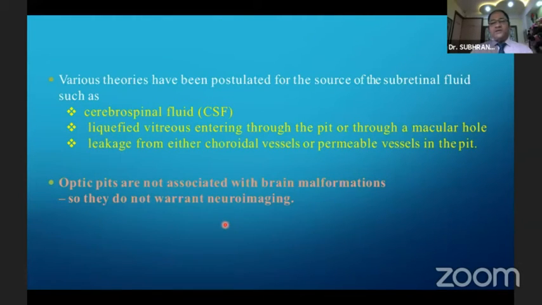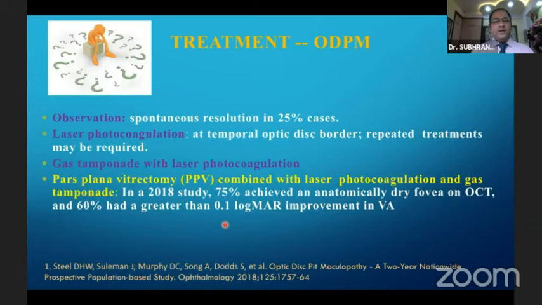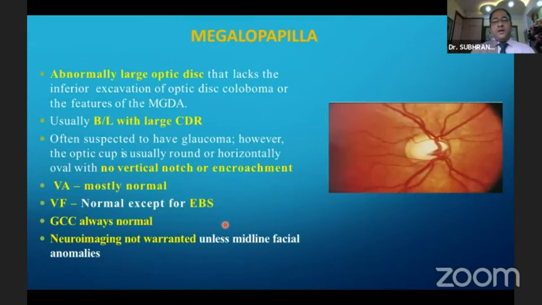So regarding the origin of fluid, there are various theories, like it might be CSF, it might be liquefied vitreous, or it might be leakage from choroidal vessels. Treatment: observation, laser photocoagulation, and gas tamponade with laser photocoagulation were earlier tried. But nowadays, most recent studies do indicate that the most viable treatment plan would be a PPV combined with laser photocoagulation and gas tamponade.